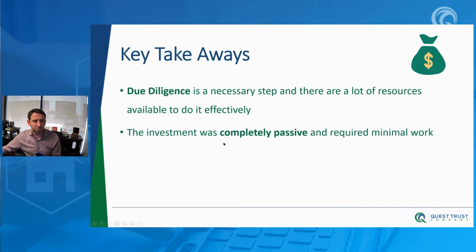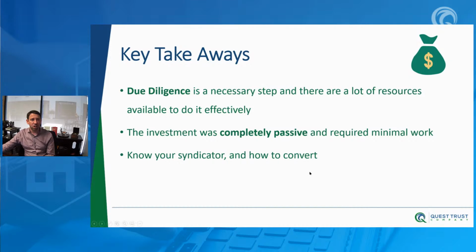Next, the investment was completely passive and required minimal work on the investor. Notice the client one time did a deal for 5 years that he was able to make money on. Right? Got a lot of tax-free growth on it and had very minimal work on his side. In addition, the syndicator did most of the paperwork for them. That's pretty attractive, right?